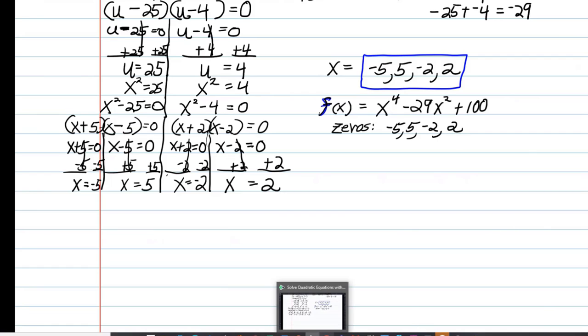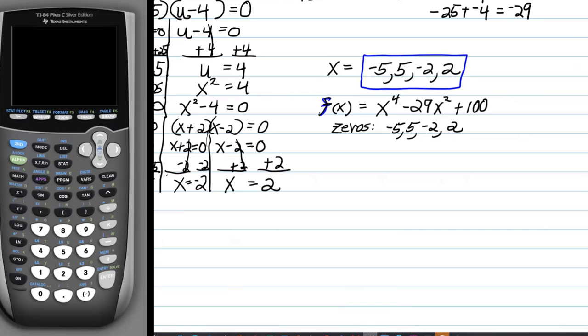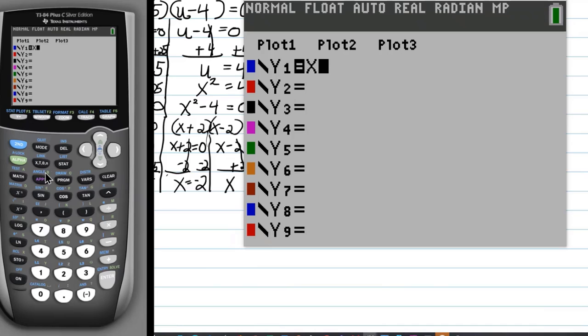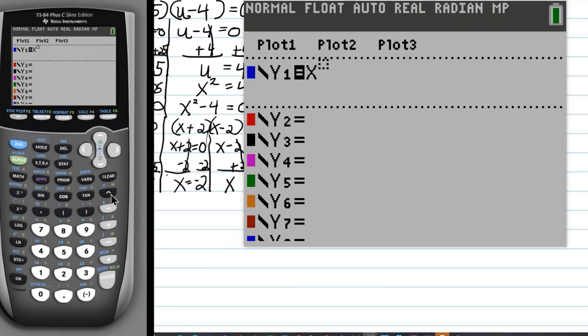And I'm going to graph this for you just so you can see it. I'm going to go to y equals x caret, that's what that up arrow is called, a caret like a diamond, x to the fourth. Hit the right arrow key to come down. Minus 29x squared, and we do have a squared button right there, plus 100. Graph.